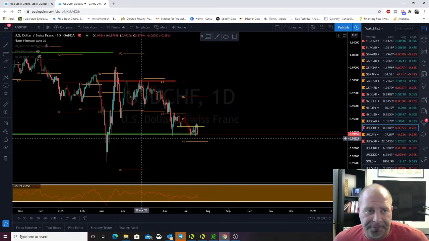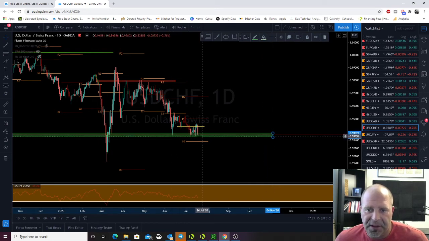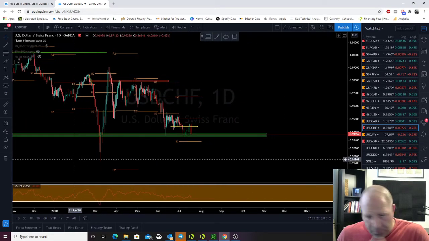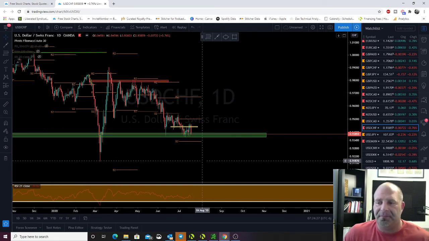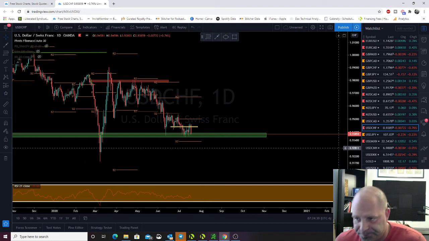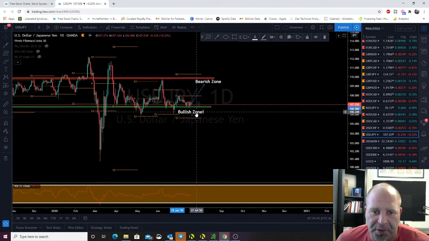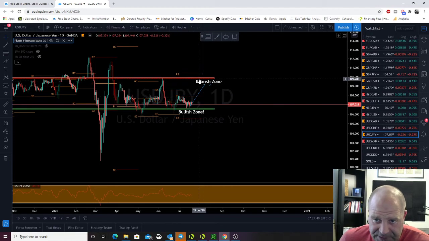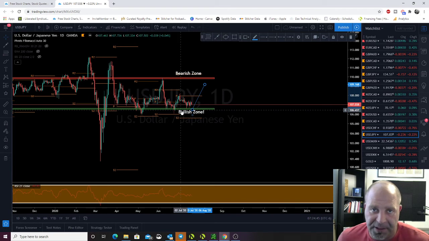USD Swiss franc, same thing. We're testing that strong level of support. Now, right at the peak of COVID, we got all the way down here. So one thing to note, if we bust through this area, retest it, I'm shooting at this area for my take profit. USD JPY, we're testing this support right now. So not a bad time to start looking bullish on this pair, especially with that strength in the dollar we're anticipating.